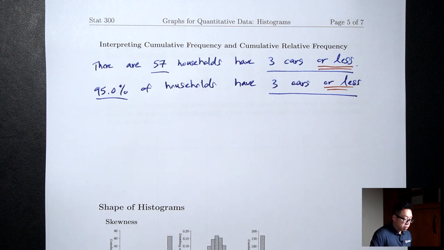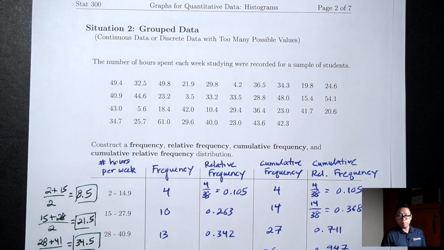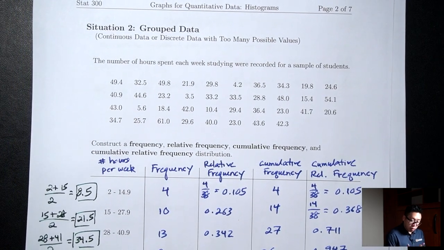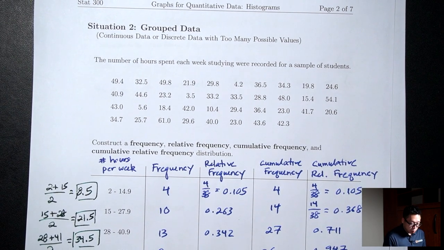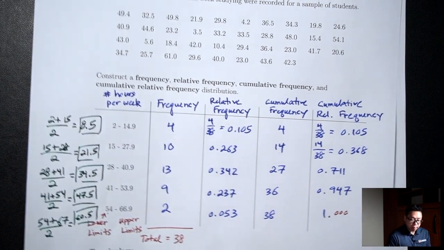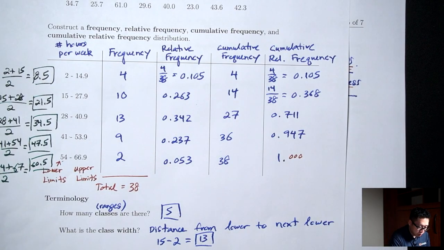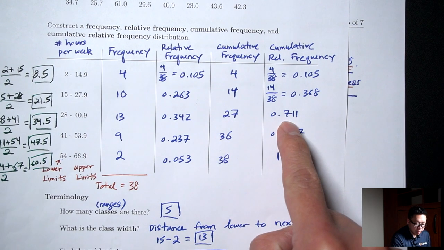All right, so now let's interpret some cumulative frequencies and cumulative relative frequencies in the second situation with grouped data. So here we're talking about number of hours that students study per week. Okay, it's grouped data because we're breaking up our data into ranges. And let's interpret this 27 and this 0.711, okay?